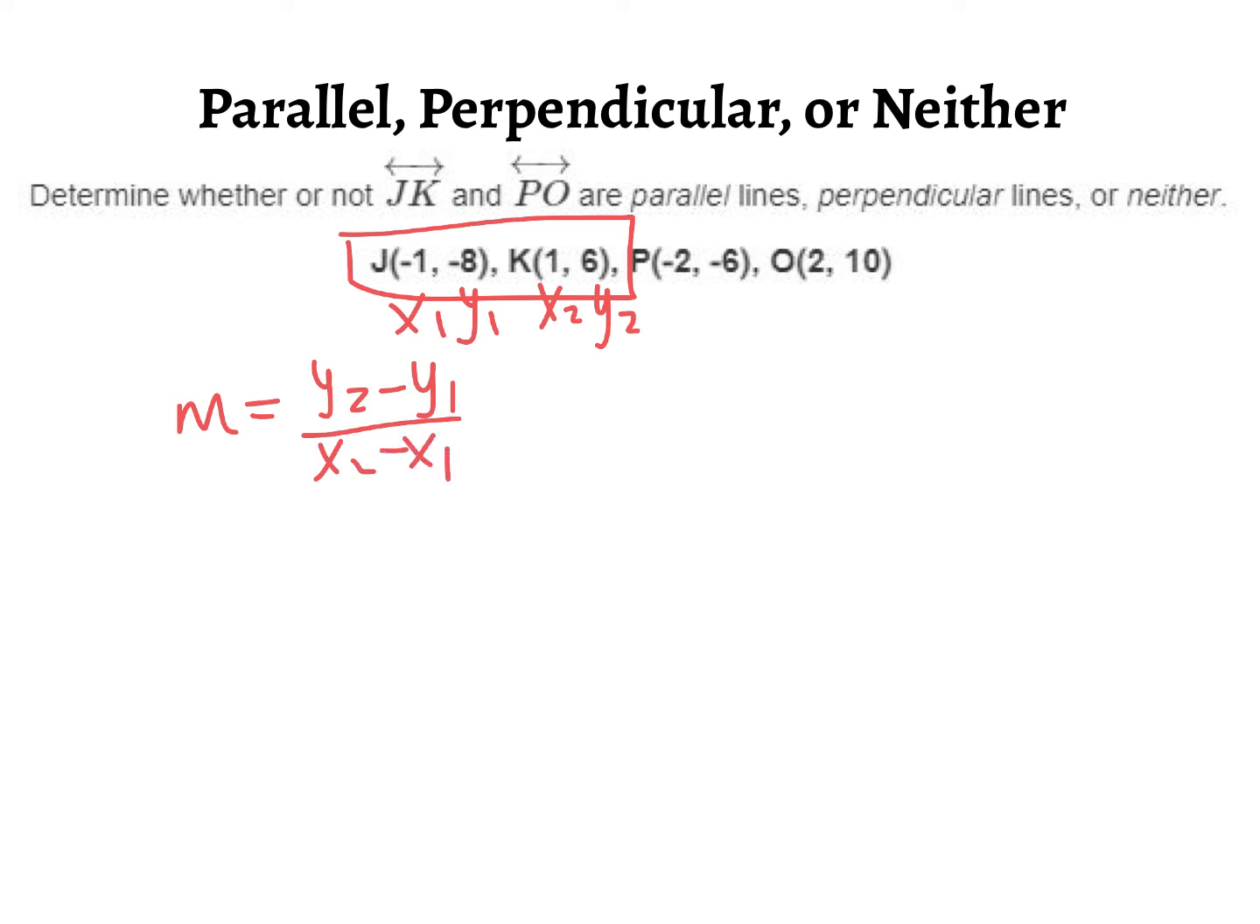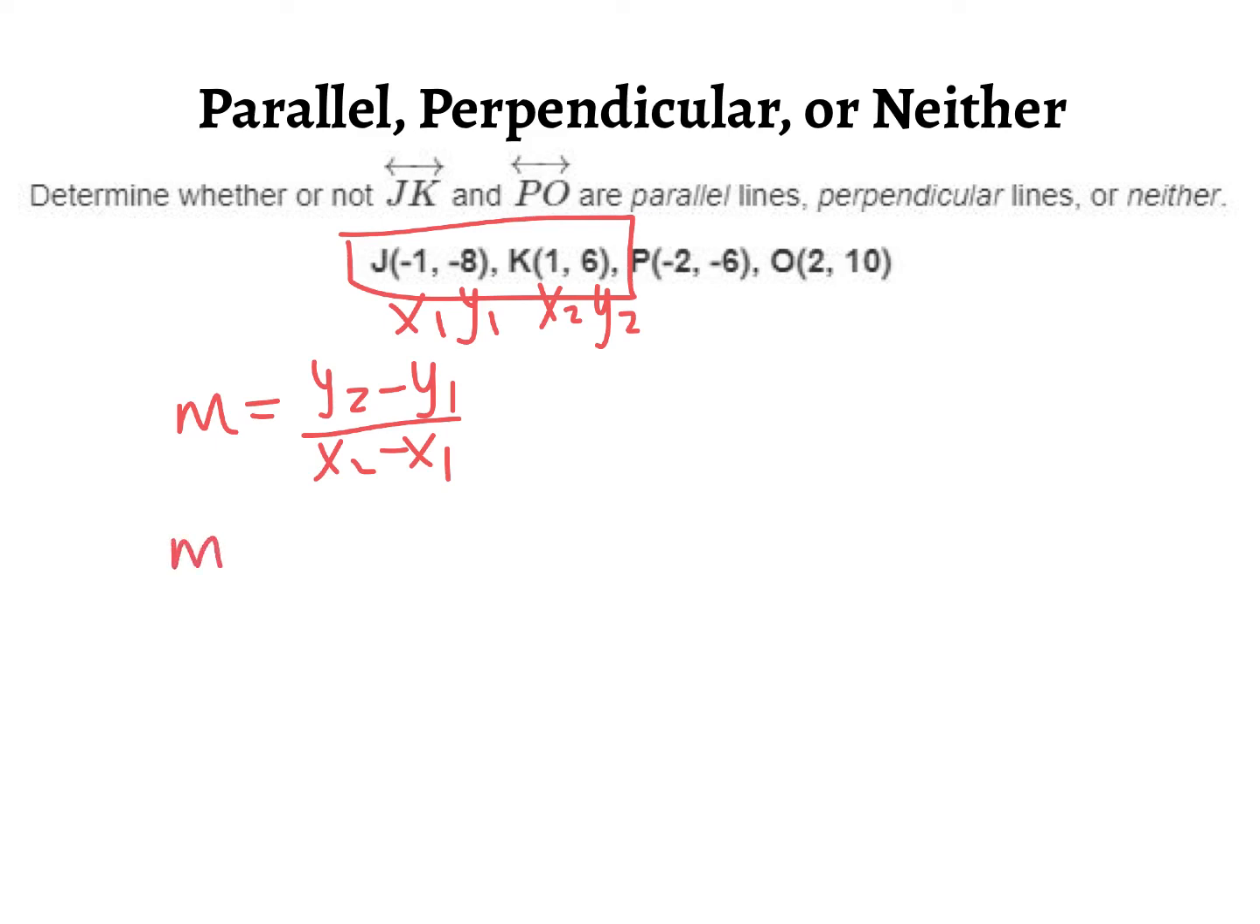Now, if you prefer to graph this, feel free. Grab some graph paper, graph these points, and you can always do this using rise over run. You can always count the squares, rise over run, compare the slopes, and see what you've got. But since I don't have graph paper here, I'm going to use the formula.